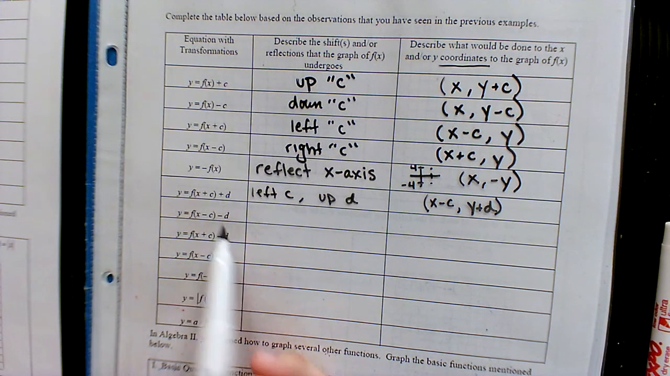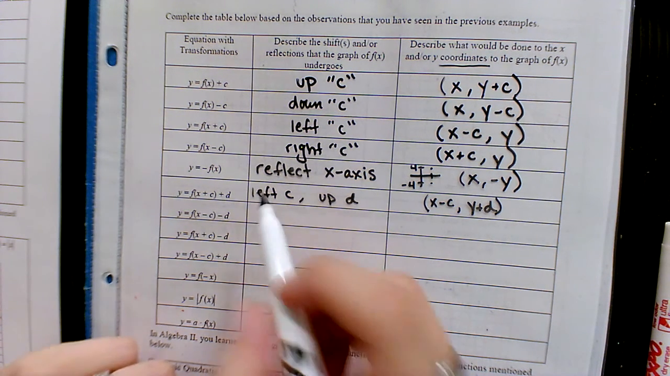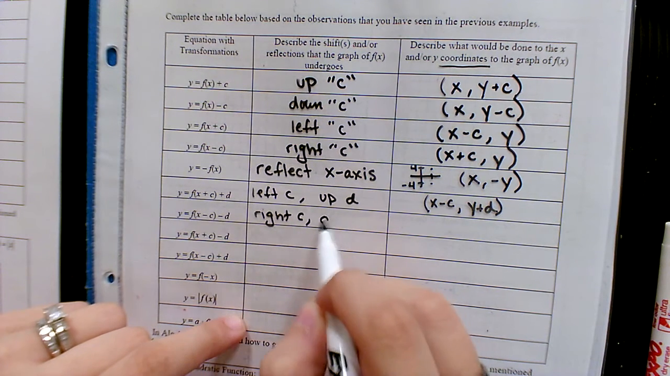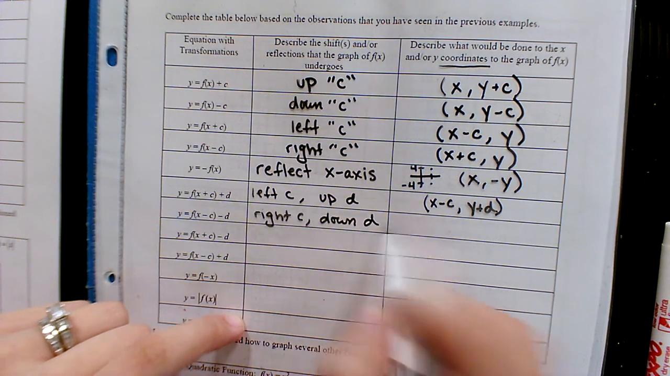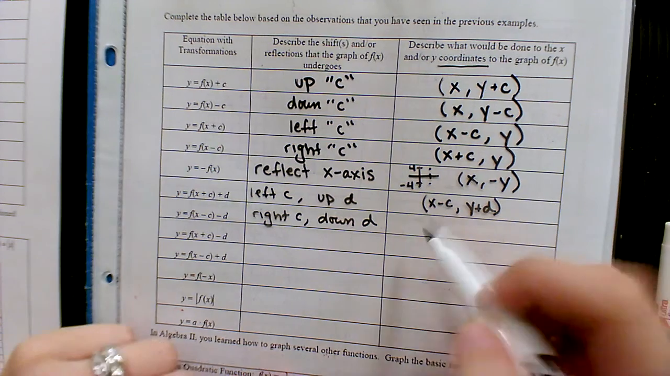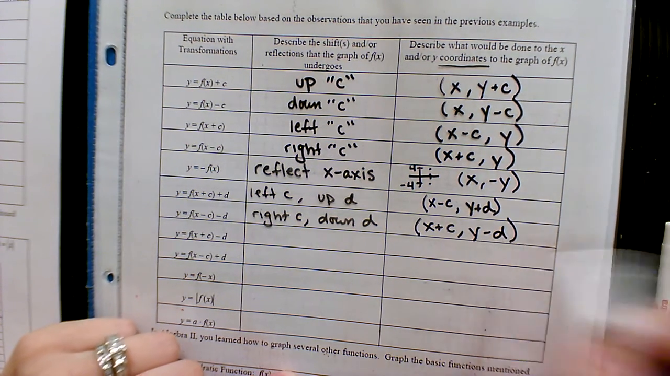Next one, if we subtract c on the inside, subtract d on the outside. Right c, down d. How does that change the ordered pair? X plus c, y minus d. Good.